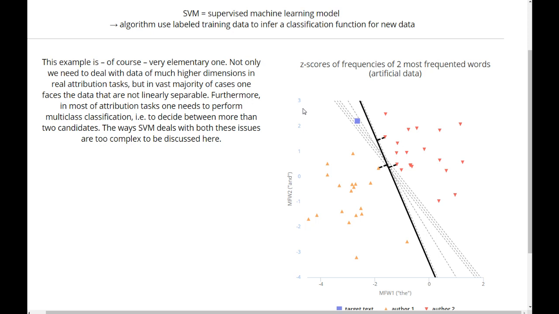first and second most frequent word, but in vast majority of cases, we face the data that are not linearly separable. We have red and orange points so mixed that there is no line that can separate them. And of course, we also need multi-class classification. We are not asking only whether this or this author, but we have a set of 10 perhaps authors. And the ways that support vector machine deals with these issues is extremely complex.